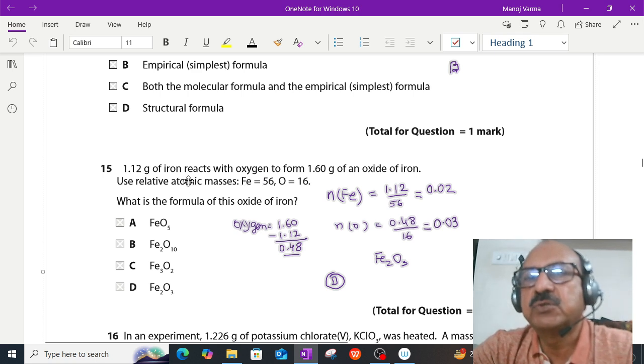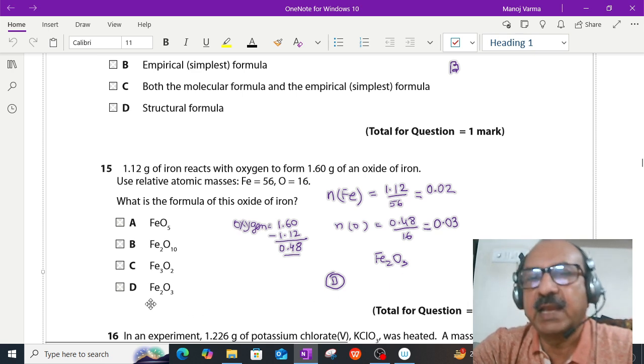1.12 gram of iron reacts with oxygen to give 1.6 gram of an oxide of iron. Using the relative atomic masses, what is the formula of this oxide? This is more of a straightforward question. 1.12 gram of iron divided by 56 gives you the number of moles of Fe. The amount of oxygen will be 1.60 minus 1.12, that is 0.48, divided by 16 will give you the moles of oxygen. So this is obviously in the ratio of 2:3. So the formula is Fe2O3, and that's the answer D.